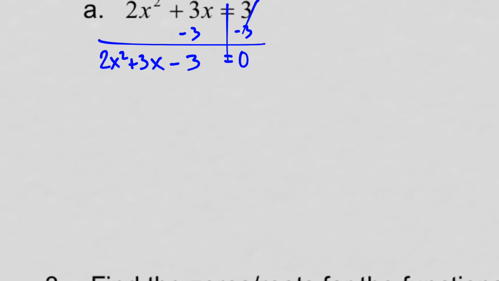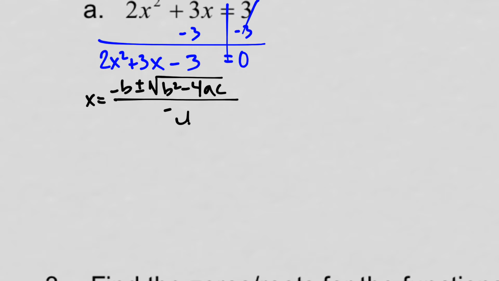Okay, so we're going to use the quadratic formula to try to solve this. X equals negative b plus or minus the square root of b squared minus 4ac all over 2a. Oops, I just messed up right there. Let's try that again. 2a. Okay. Alright, so now what we're going to do is plug in the numbers.